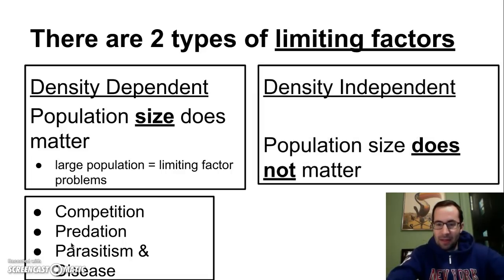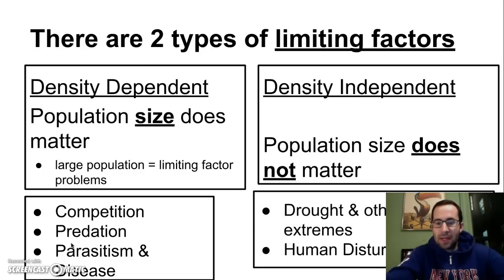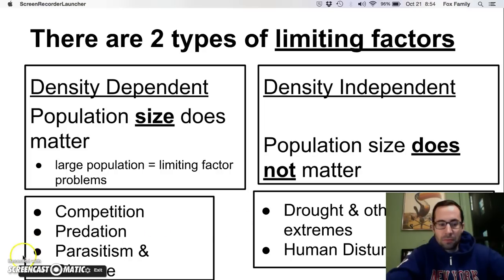Density-independent limiting factors, on the other hand, don't really care about the population size. Population size doesn't matter. In this instance, we can talk about drought and other climate extremes, as well as human disturbances. We'll get more into these in a bit.